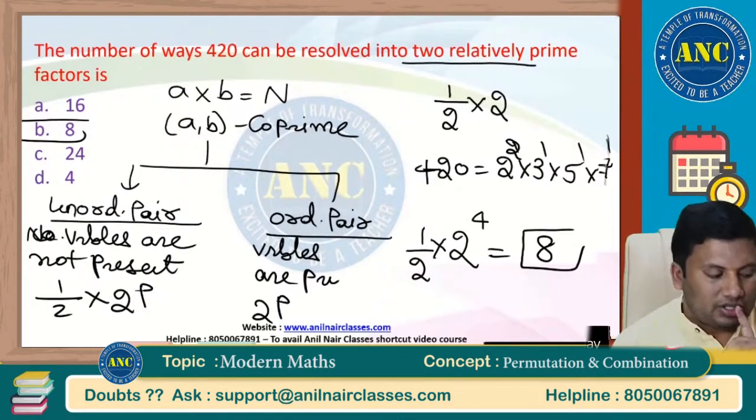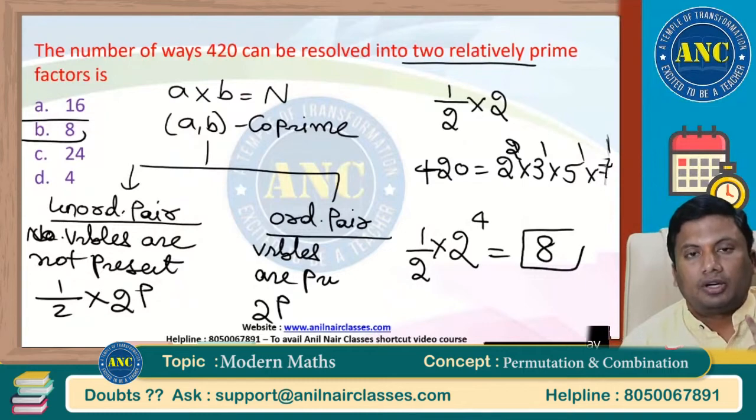Permutation and combination, session number 12 we are in. Day after tomorrow PNC is getting over.